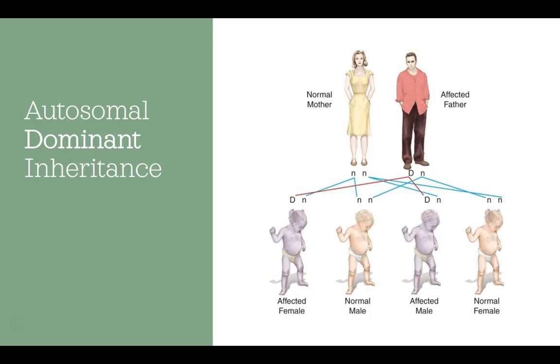Keep in mind, each pregnancy is a unique event. So if child 1 bears the gene, that doesn't mean that child 2 won't. Child 2 also has a 50% chance of inheriting that mutated gene.